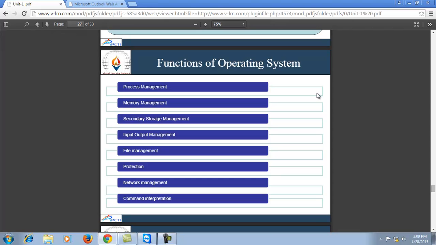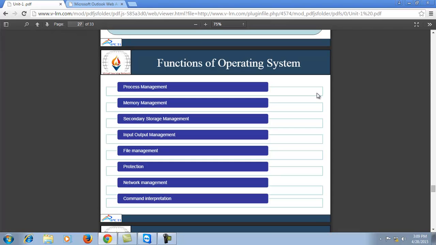Next one is network management. By connecting the system to a network for sharing data and information, a network system requires a firewall or antivirus for protecting the system content, and for preventing unauthorized users or intruders from entering our system.